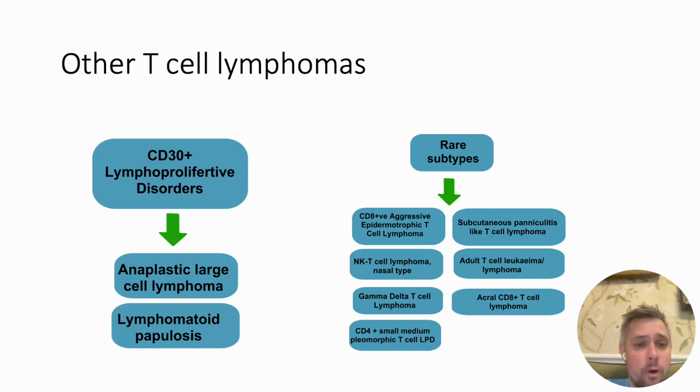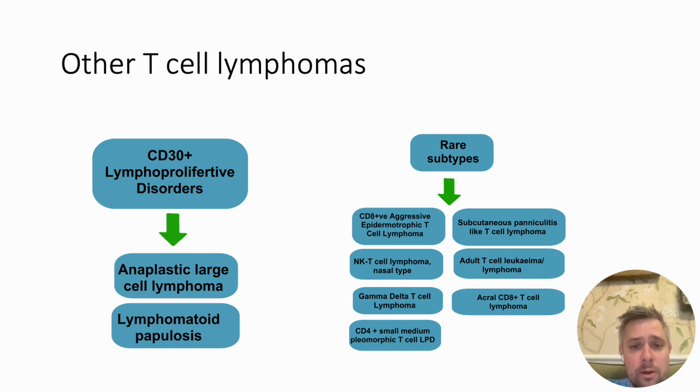Then looking at the other T cell lymphomas, you can get the CD30 positive lymphoproliferative diseases. These can be divided into anaplastic large cell lymphoma and lymphomatoid papulosis. And then again, I won't go into these today, but you can get lots of rare subtypes of other T cell lymphomas. So you can get the CD8 positive aggressive epidermotropic T cell lymphoma. You can get a natural killer T cell lymphoma, nasal type. You can get a gamma delta T cell lymphoma and CD4 positive small medium pleomorphic T cell lymphoproliferative disorders. And then there are others.